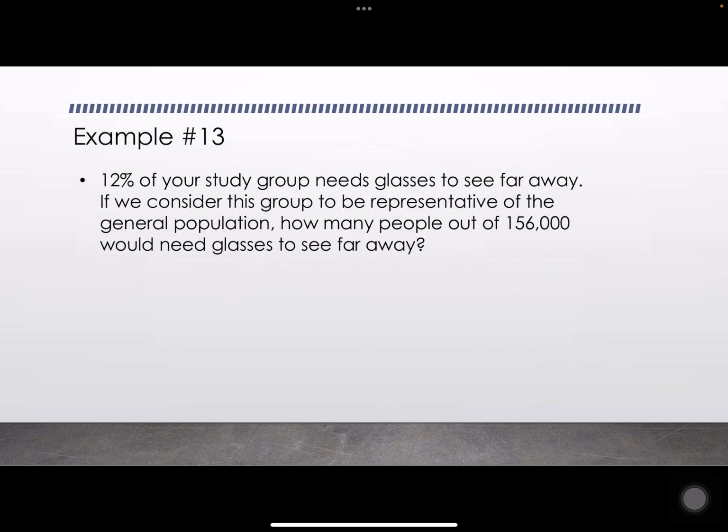Now let's look at another. Take a moment to pause this video and see if you can convert this percentage here to a proportion. It kind of works a little bit backwards. So our question says we have 12% of our study group needs glasses to see far away. We consider this group to be representative of the general population. How many people out of 156,000 would need glasses to see far away?